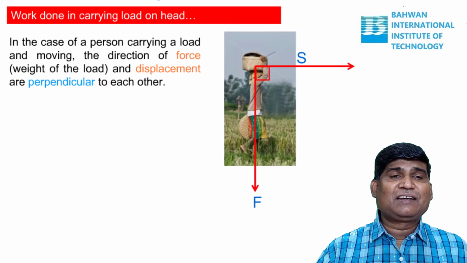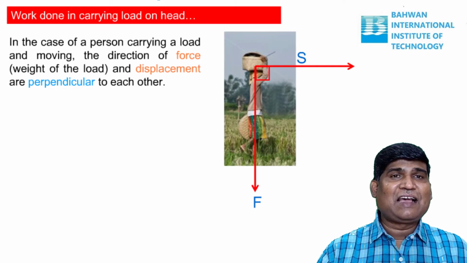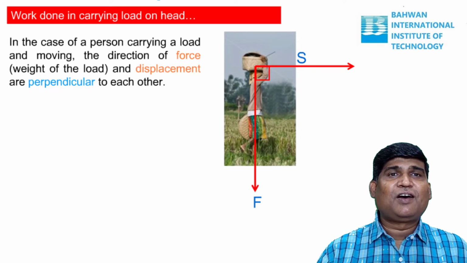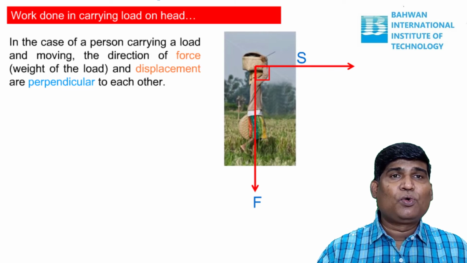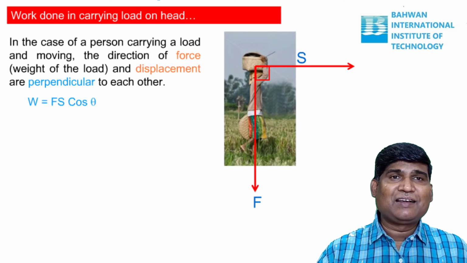So when the person is taking the load and moving, we know that he is carrying the load in the horizontal direction. That means the displacement is along the horizontal. What about the force acting? The gravitational force of that load is acting vertically downward. That means the force is acting downward, making a 90 degrees angle to the displacement. So here also the angle is 90 degrees.